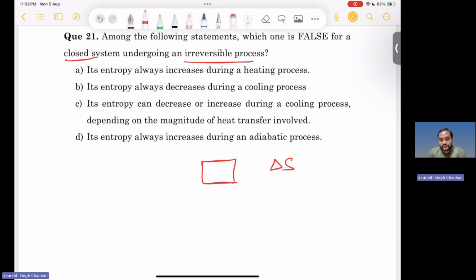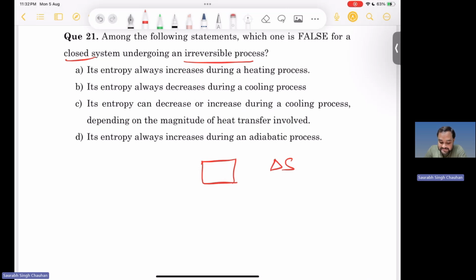If very little entropy is going out as a result of heat rejection, but a lot of entropy is generated because of large irreversibility, then this quantity, the entropy change, can be positive. And in another scenario it can be negative as well. So the part B, which says that it always decreases, this is not correct. So this is false.